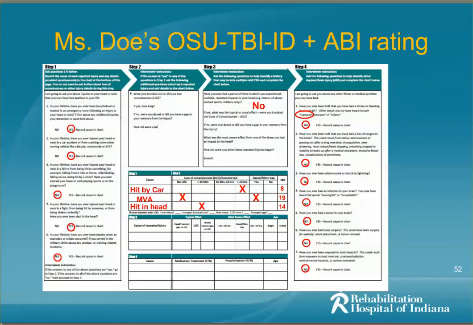Okay, so if you look at Ms. Doe's rating form, you can see that when we asked the first question, she reported yes. So she had been treated in an emergency room following an injury. And when we asked for the cause, she told us that she was hit by a car. So we recorded that in step 1. And then in step 2, we asked if she was ever injured in a car accident. So she reported yes on that. So you can see some of the questions may give you the same response.